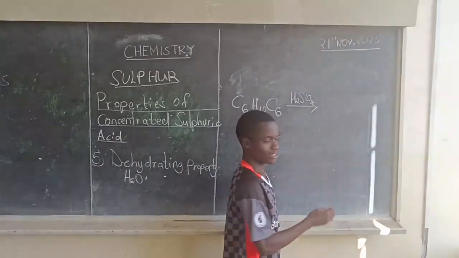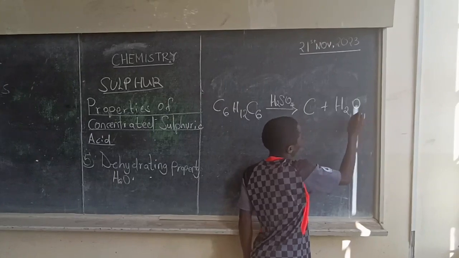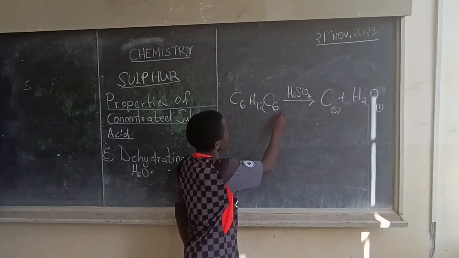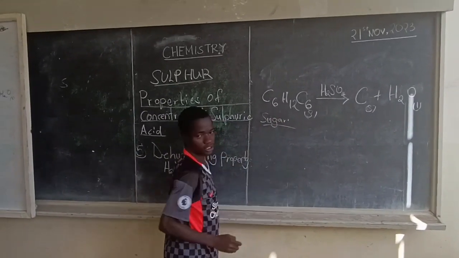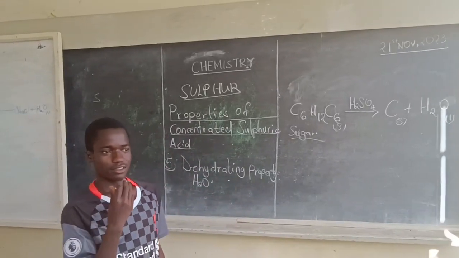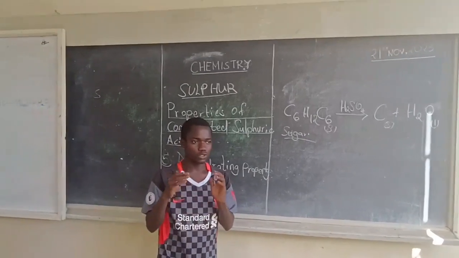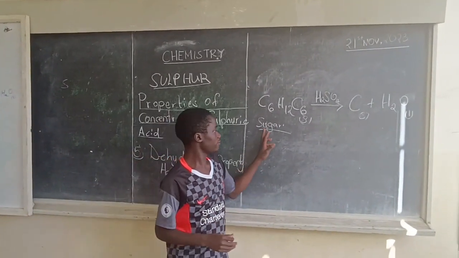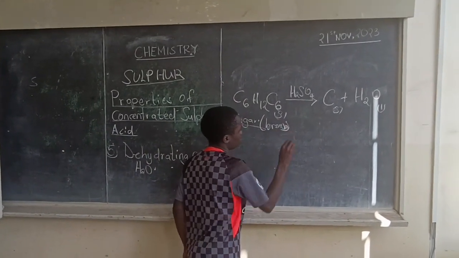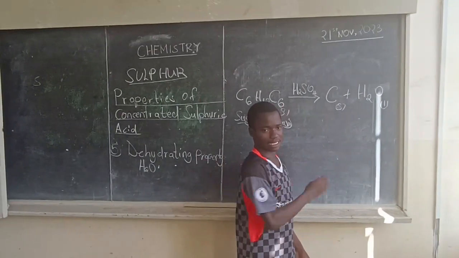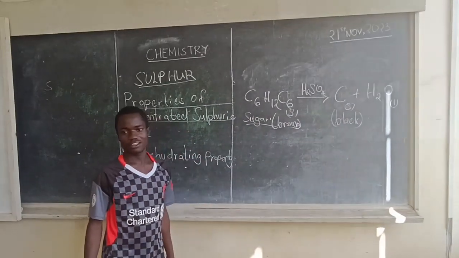If you put sugar in a container that has concentrated sulfuric acid, the sugar will turn from brown to carbon. Carbon is black in color. Brown to black. Are you together? Yes.